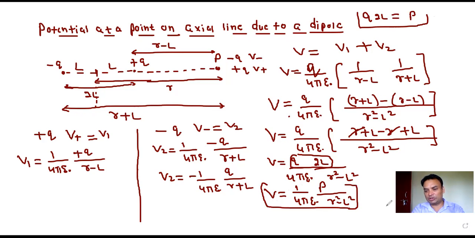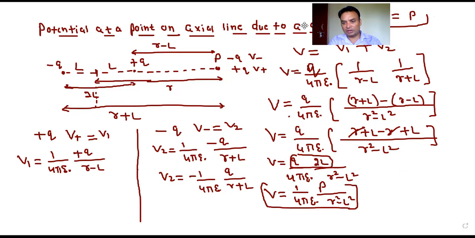Now let me take one special case. The special case is that if the length of the dipole is very small as compared to the distance of point P from the center, means R is much greater than 2L. So it means R is much greater than L. So the length of the dipole is very small, but the point P is at a comparatively large distance. So in that case I can just ignore this L. So we will ignore L.